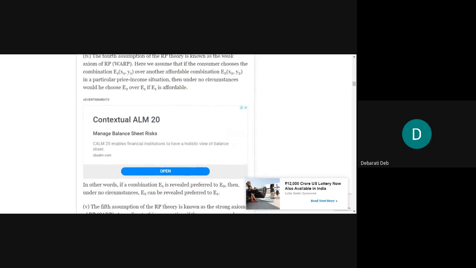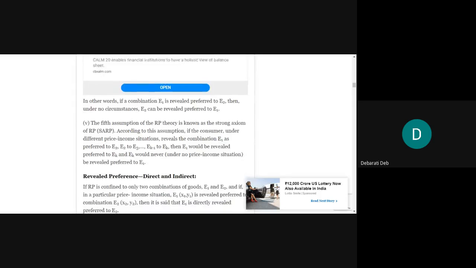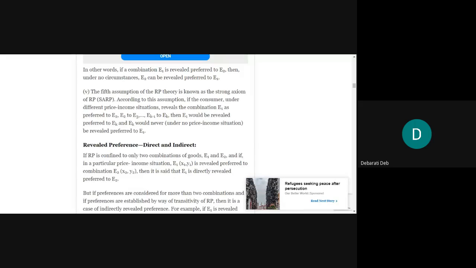And the fifth one, which is another interesting one, is called the strong axiom. The fourth one was the weak axiom, and the fifth one is the strong axiom. In short, it is known as SARP. That was WARP.